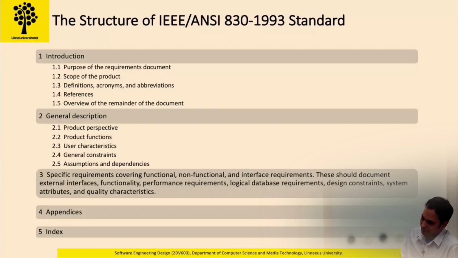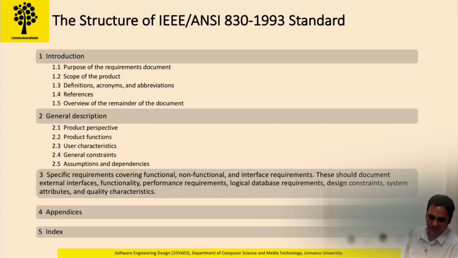This introduction is basically the metadata of the document. It's nothing about the requirements or the system. It describes the purpose of the requirements document, the scope of this document in section 1.2, and the scope of this product, so in which context this product is being developed. It also defines different definitions, acronyms and abbreviations, and has some references.